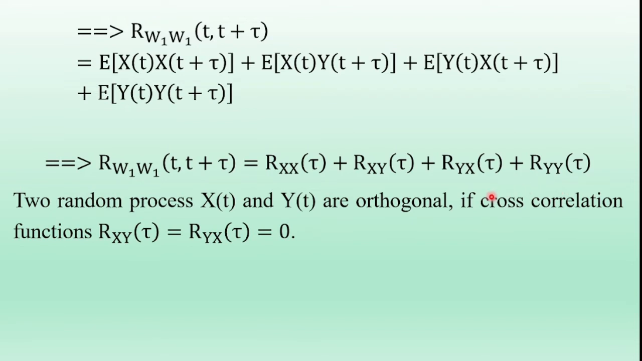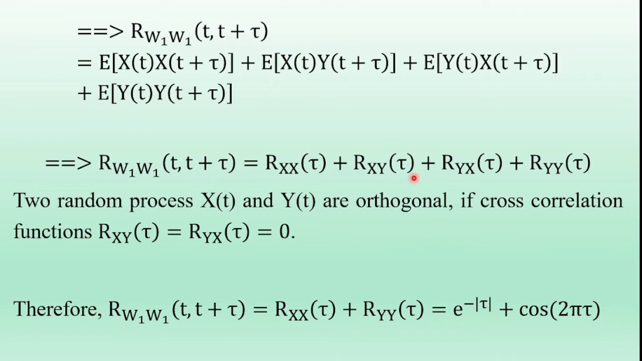The two random processes x of t and y of t are orthogonal if the cross correlation functions are 0, that is Rxy of tau is equal to 0 and Ryx of tau is equal to 0. Applying this condition to the RHS of this equation, Rw1 of tau is equal to Rxx of tau plus Ryy of tau. From the given, Rxx of tau is e power minus mod tau and Ryy of tau is cos of 2 pi tau. So this is the final answer for the autocorrelation function of the random process w1 of t.